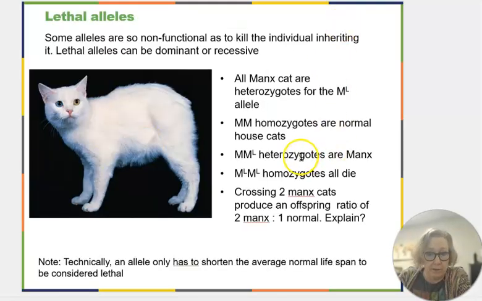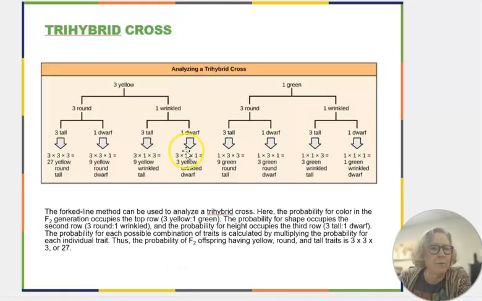There are also lethal alleles. So in cats, the heterozygous for Manx are normal house cats. This heterozygous are Manx. And if you have both of these lethal alleles, the homozygous dies. So if you cross two of these Manx, your offspring is 2 to 1. What? Right, because these guys died. It creates a weird ratio because one of them just doesn't survive. So you never get an offspring like that. These are just things to note. I will tell you if there's a lethal allele.